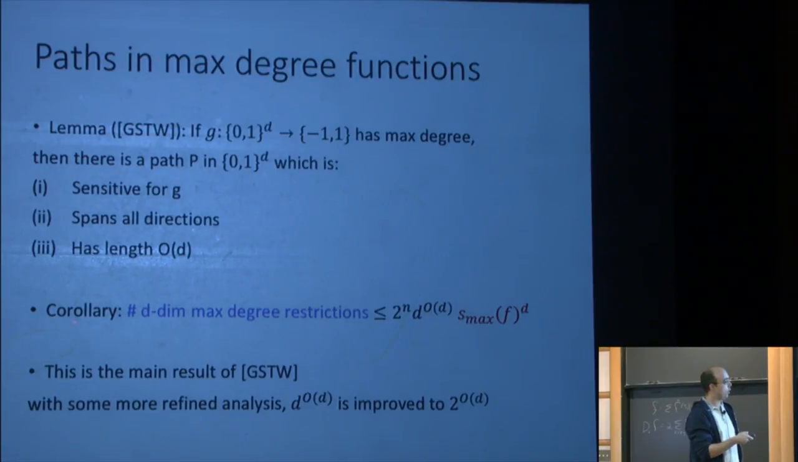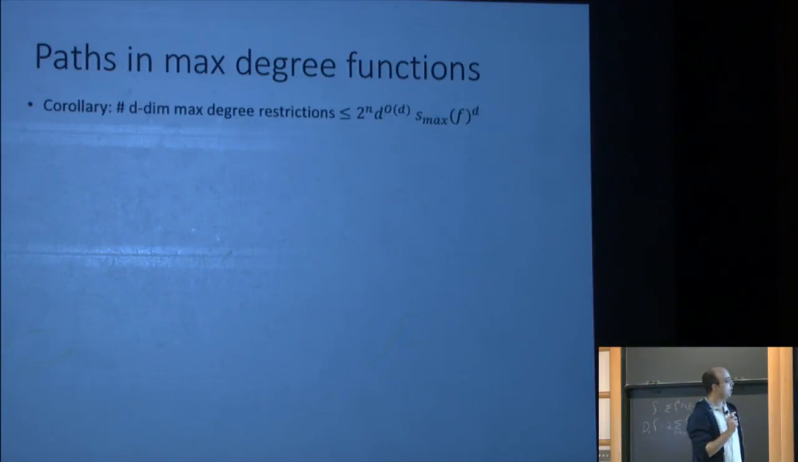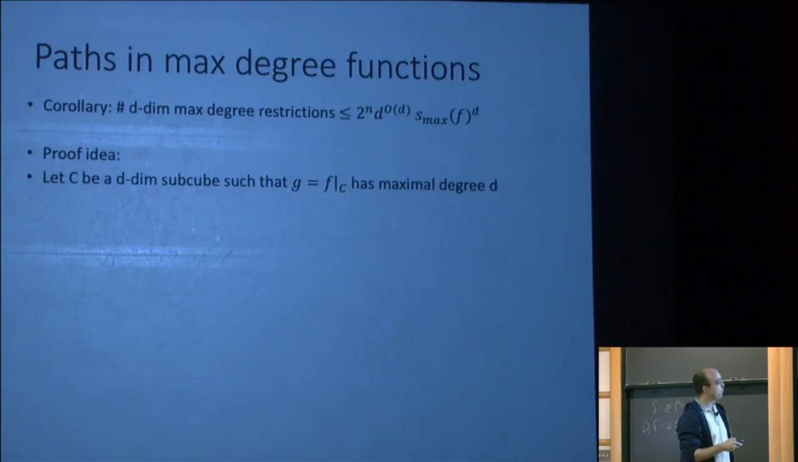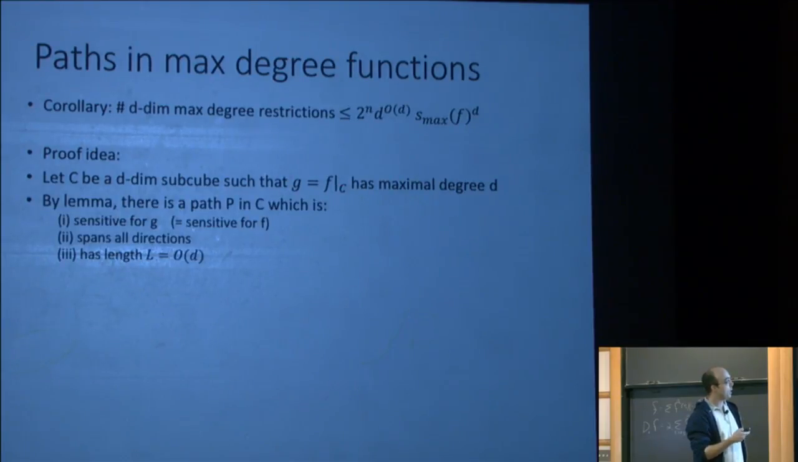So how do we prove this corollary? This I want to show to you next. Again, we want to prove that the number of d-dimensional maximal degree restrictions is bounded by this quantity. And this is the main term that we care about. This is some loss, and this is just some scaling factor. So what's the idea? Let C be some d-dimensional cube where the function f has maximum degree, and let G be this restriction. So by this lemma, there is a path that is sensitive for G, which is also sensitive for f.